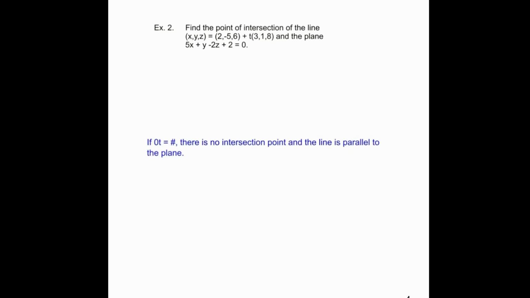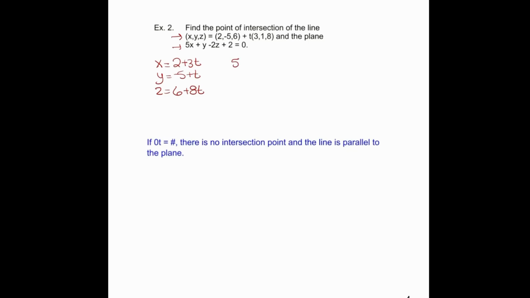So we have the equation of the line, (x, y, z) is equal to (2, -5, 6), that's our point or position vector, plus t times (3, 1, 8), that's our direction vector, and we have the plane 5x plus y minus 2z plus 2 equals 0. So let's break the equation of the line down into our parametric components. So x will be equal to 2 plus 3t, y is equal to -5 plus t, and z is equal to 6 plus 8t.